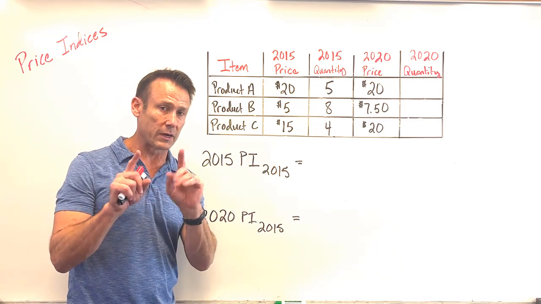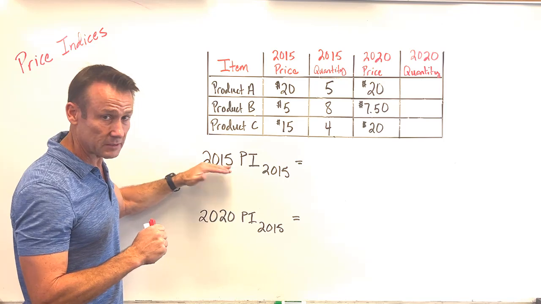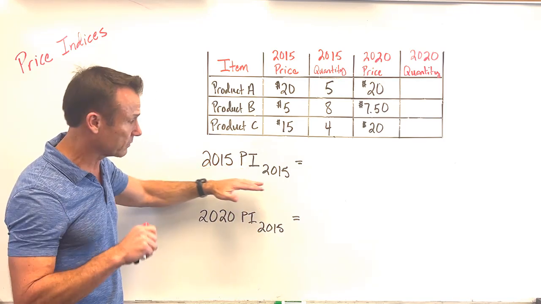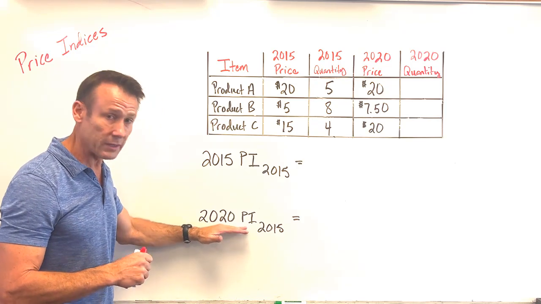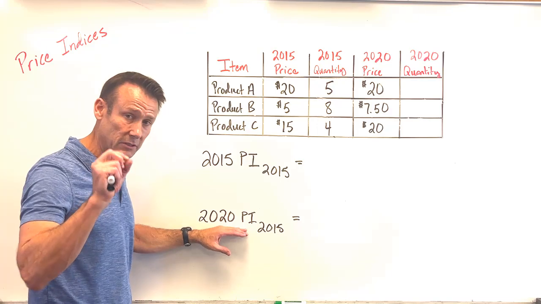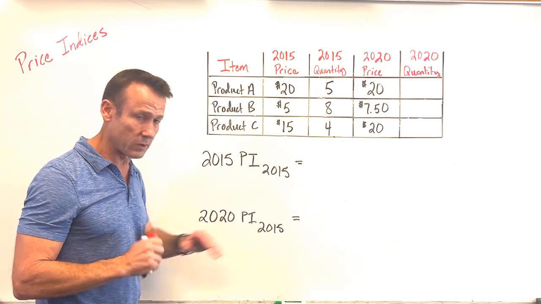Before I go on, though, I do want to make sure we're emphasizing things. This is measuring the price level in 2015. This is measuring the price level in 2015 relative to 2015 prices. This one is measuring the price level in 2020. Remember what a price index does is it measures a single year's price level. It's measuring the price level in 2020 relative to 2015 prices.